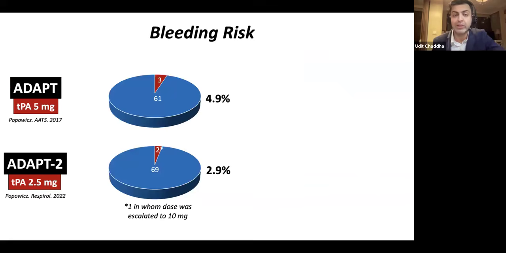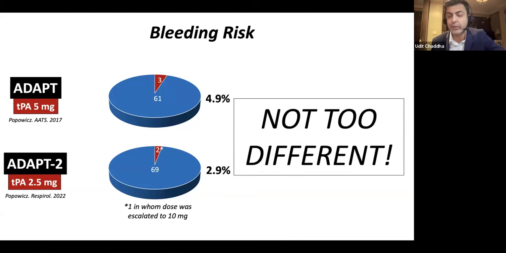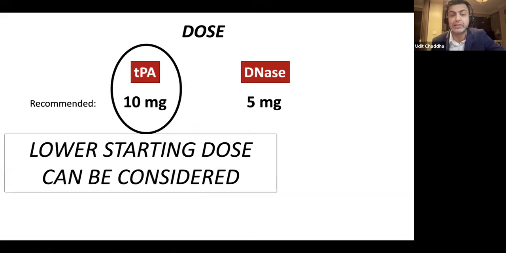The question is, though, what about the bleeding rate? In ADAPT-1, which is the 5 milligram TPA DNase study, there was a 5% bleeding rate, so not much lower, but again, it's a small study. And in ADAPT-2, there was a 2.9% bleeding rate, which means 2 patients had bleeding, but importantly, only 1 patient at the 2.5 milligram dose had bleeding. In the second patient, the dose was escalated, and then bleeding happened. So maybe lower doses are associated with lesser bleeding, and likely lower doses still maintain efficacy. Overall, though, right now we don't have randomized evidence to say that there is a big difference.